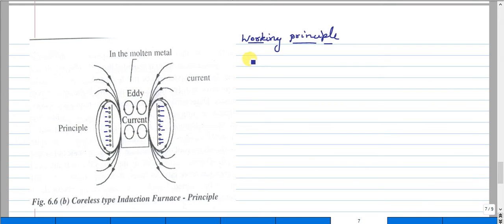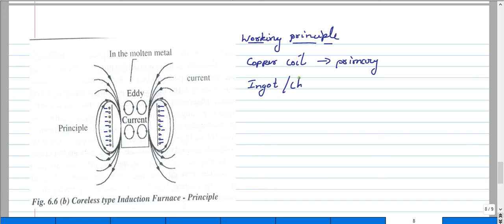So here, copper coil as a primary and ingot bar charge as a secondary circuit. Okay, so what will happen when the current is passed in the primary coil?